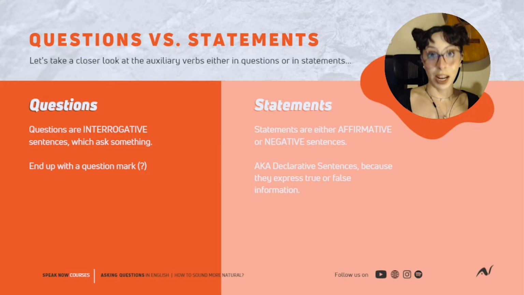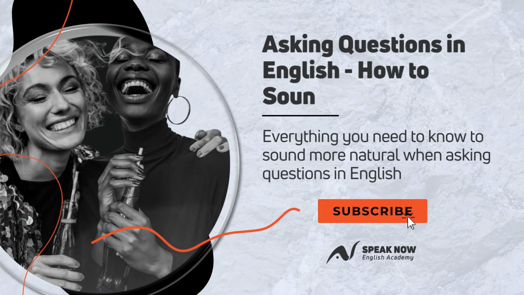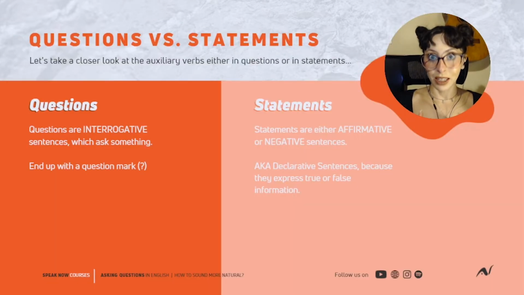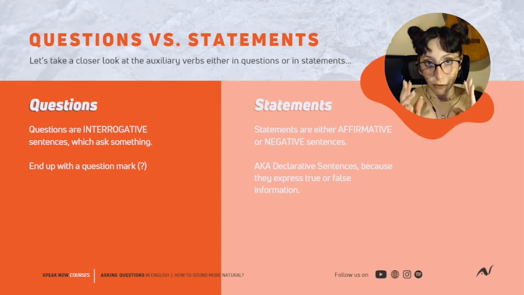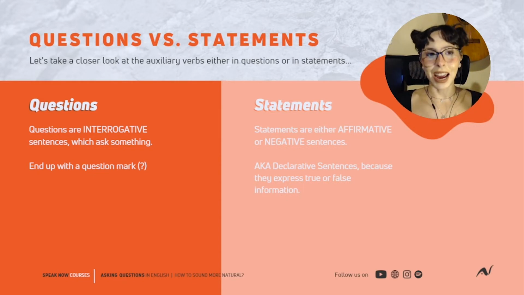How to Sound More Natural. We are here in this lesson to finally understand why sometimes we don't invert the verb to be to ask a question, or why sometimes we sound like we are stating something, but in fact it is a question. For us, in order to understand that, I have to show you what is the difference between questions and statements. So let's take a closer look at the auxiliary verbs in questions and in statements.